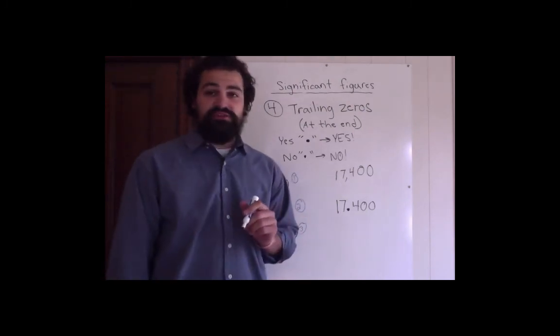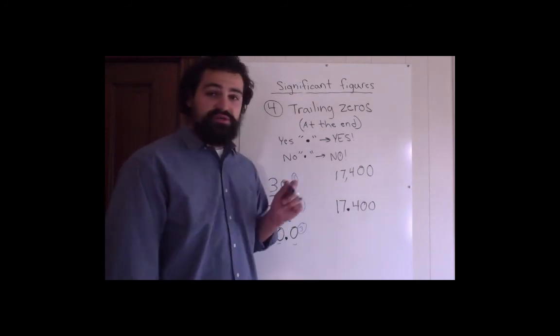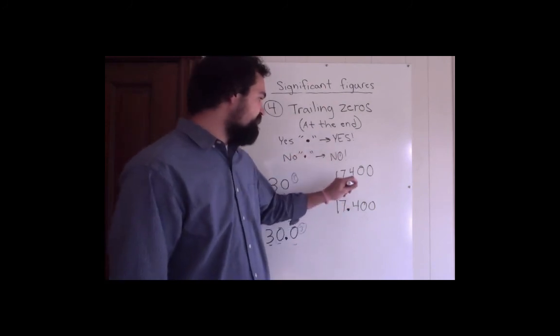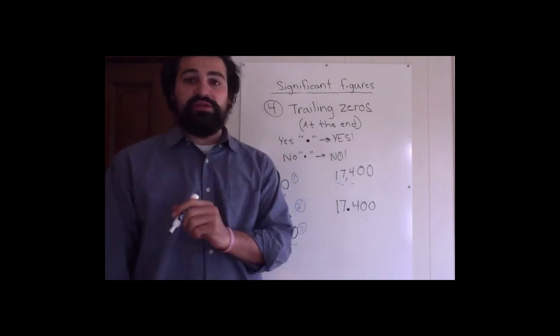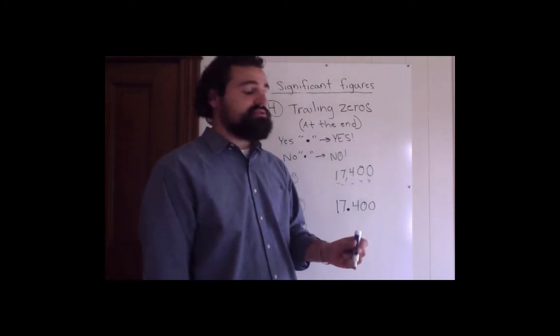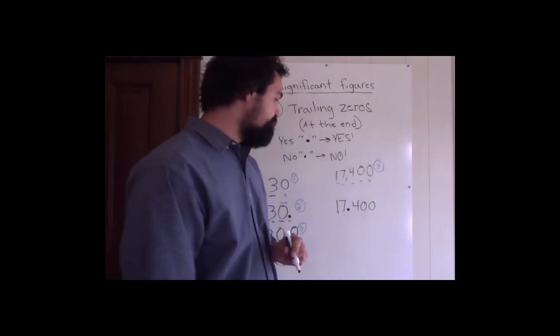Now let's look at 17,400. Is there a decimal? No. No dot, not significant. So the 1, the 7, and the 4 are non-zeros, so they are significant. But those zeros at the end, they're just placeholders. So this only has 3 significant digits.